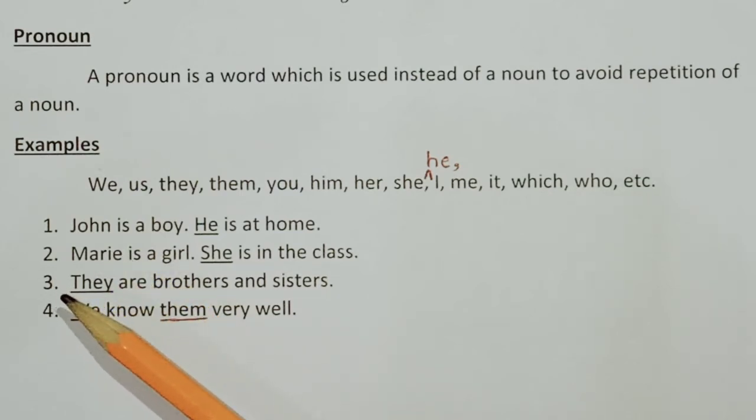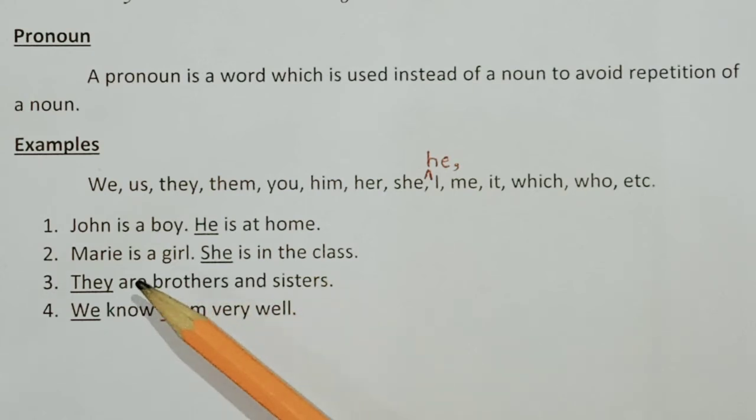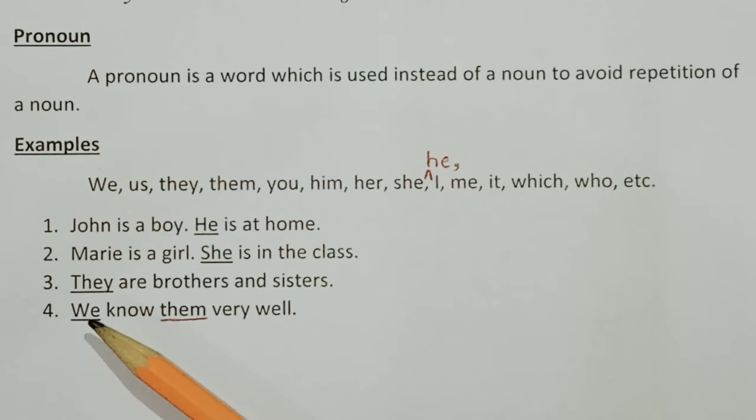The third sentence is, they are brothers and sisters. So they is the pronoun. The fourth is, we know them very well. We is also a pronoun and them is a pronoun.